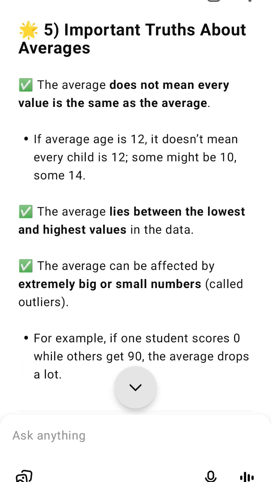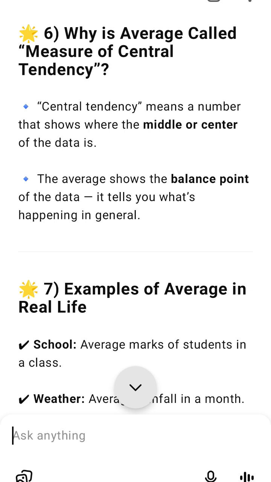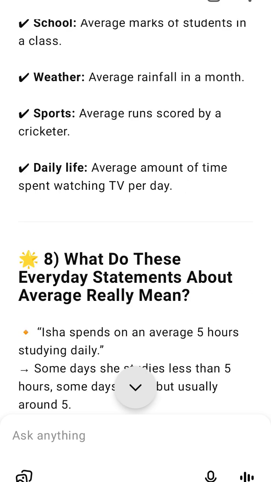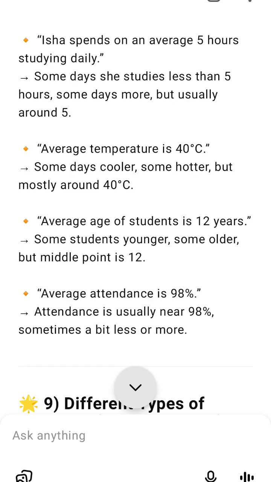10. Why is average so useful? It helps compare groups easily, e.g., which class or team did better. It simplifies information, so anyone can understand a big set of numbers. It helps make decisions, e.g., if average sales are going down, business needs to improve.